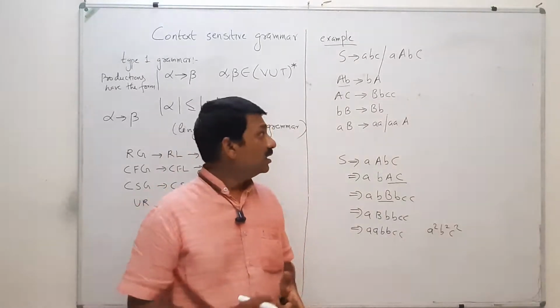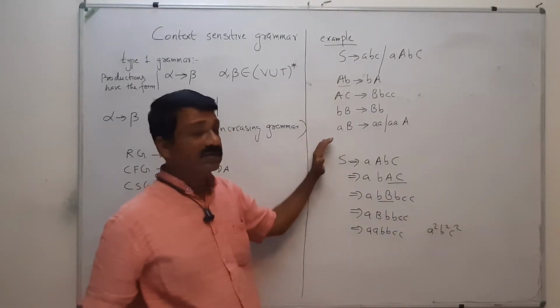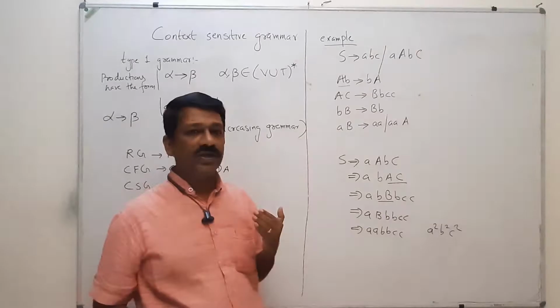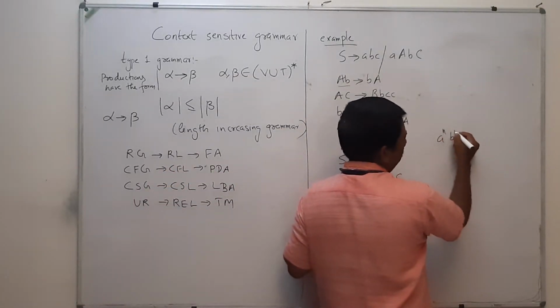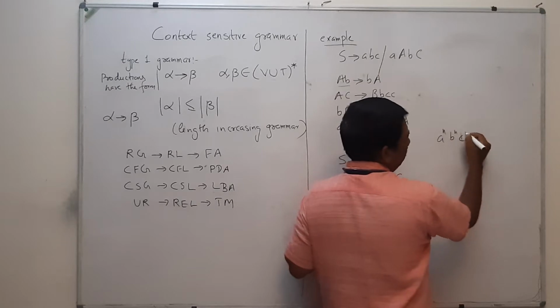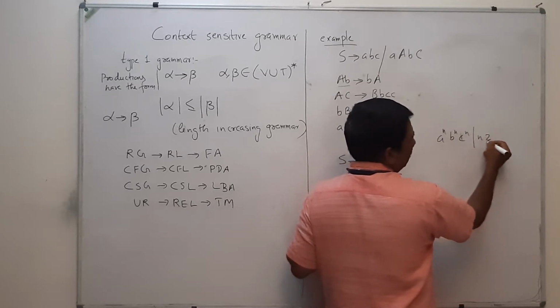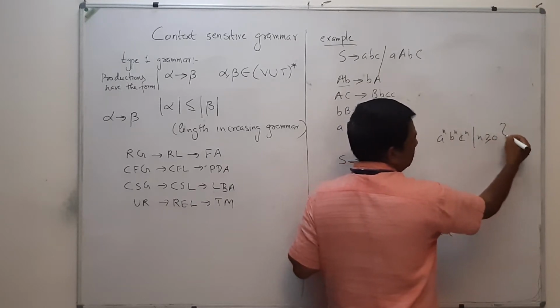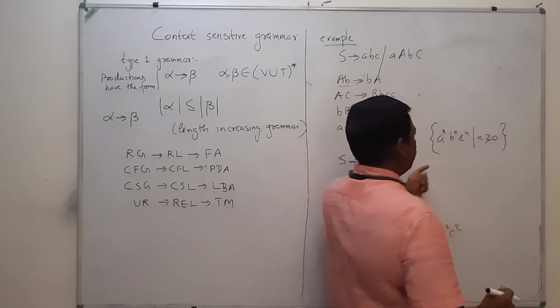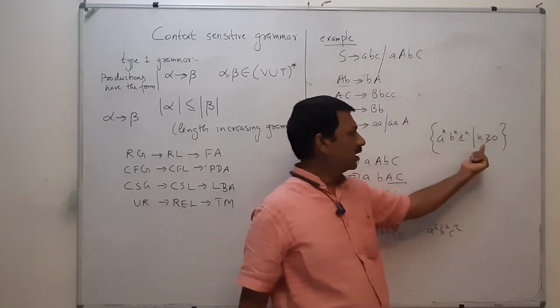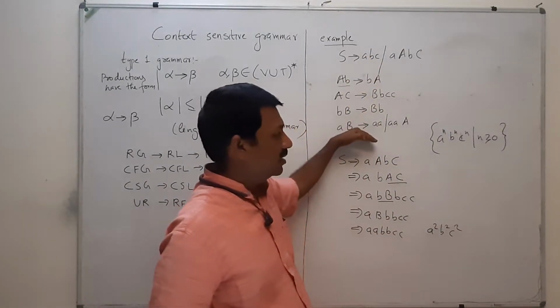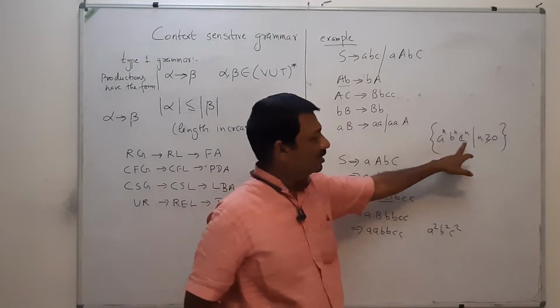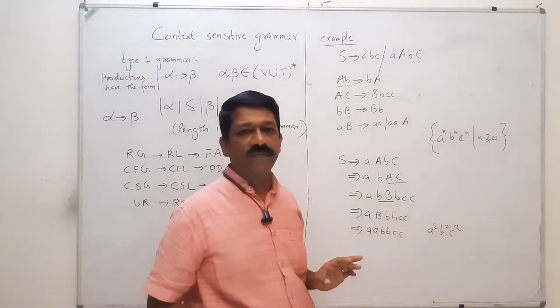This is the grammar which is accepting A power n, B power n, C power n, where n is greater than or equal to 0. That means this is the grammar which is accepting this language.